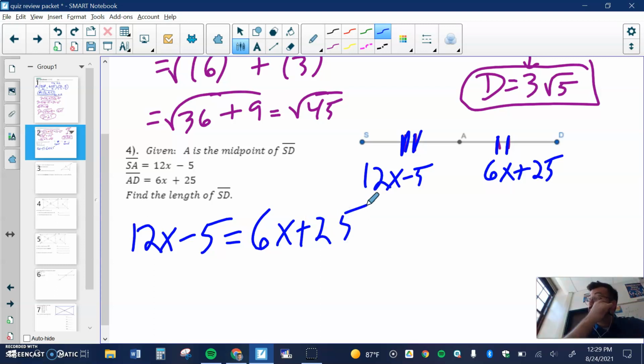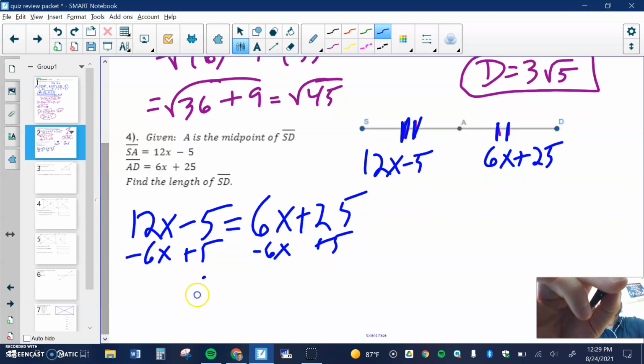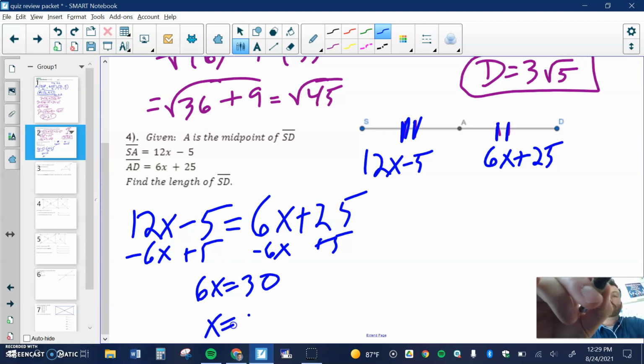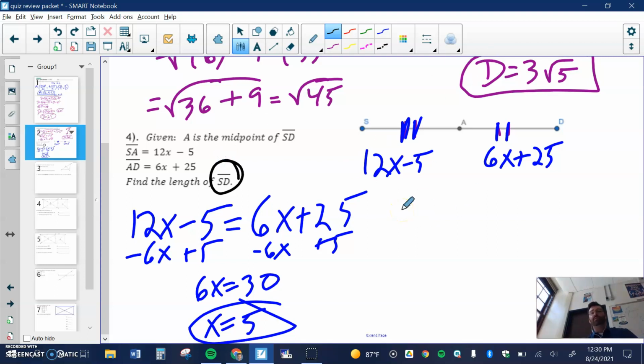Solve for x. Move the 6 over, and then move the 5 over, to get 6x equals 30, so x equals 5. But wait, there's more. I have to find SD. Now there is no equation for SD. It's the entire segment. So what I can do is just find SA.